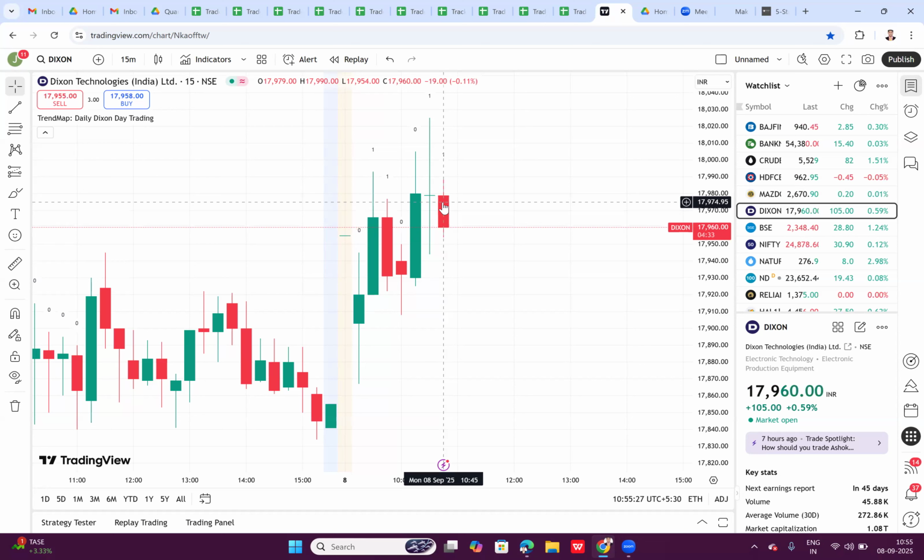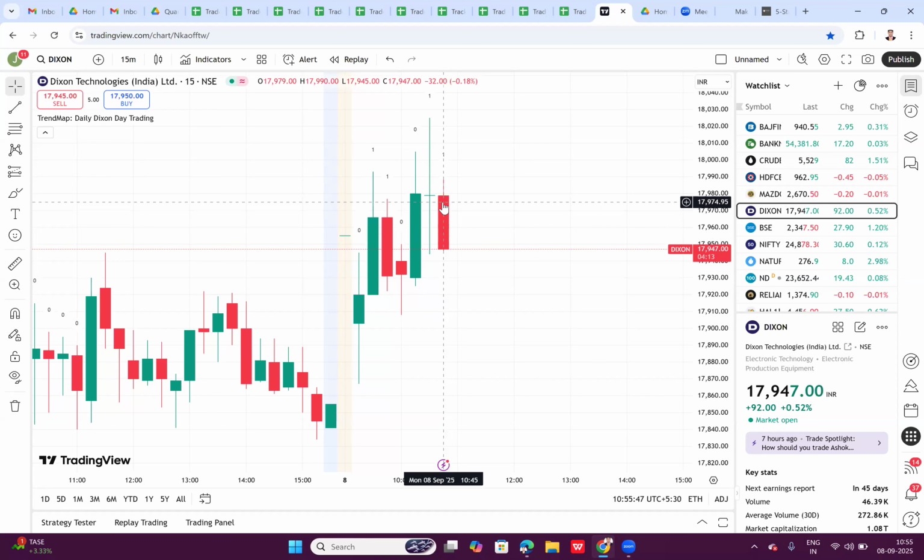If a trade is not available at 9:45, then again we have to check at 10 a.m. If a trade is not available at 10 a.m. also, then again we have to check at 10:50. In this way, we have to check till the 11 a.m. candle. Okay, I hope you all have clarity about the rules of the Dixon indicator.